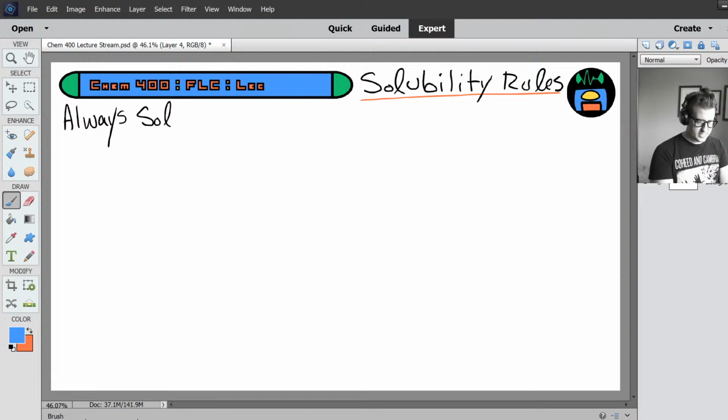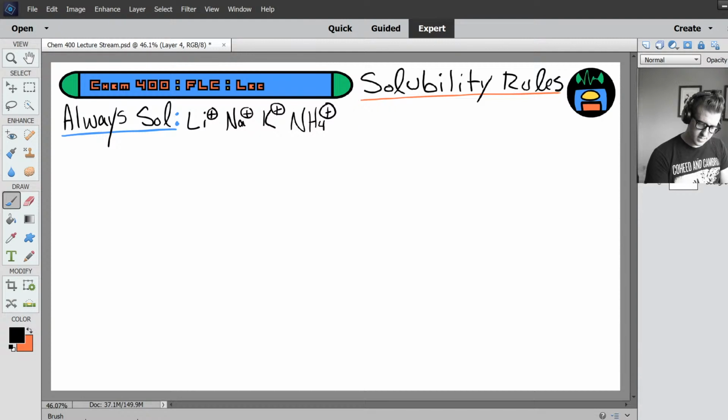Our list of always soluble anions and cations are as follows. Lithium, sodium, potassium, and ammonium. Those are the cations, and then in addition, nitrate and acetate. These ions are always soluble.